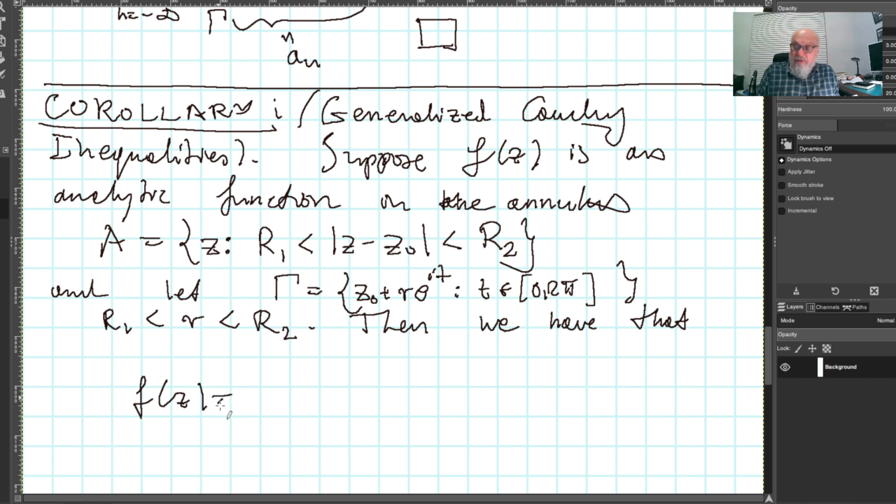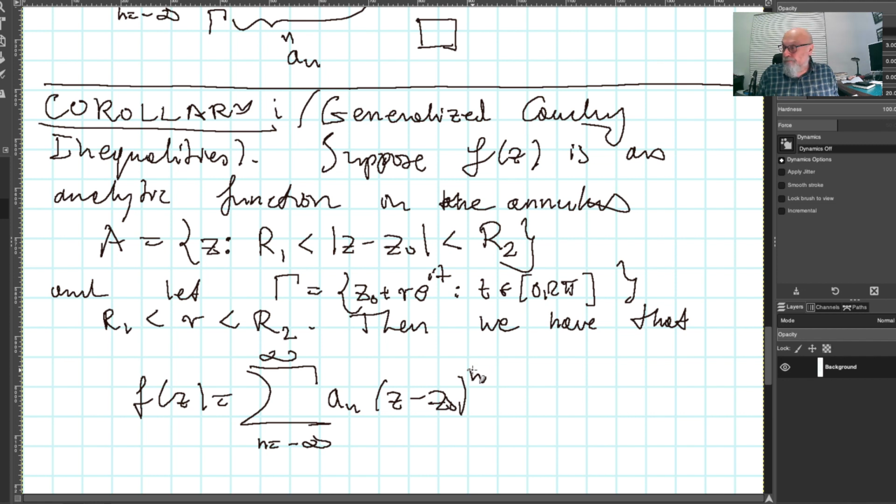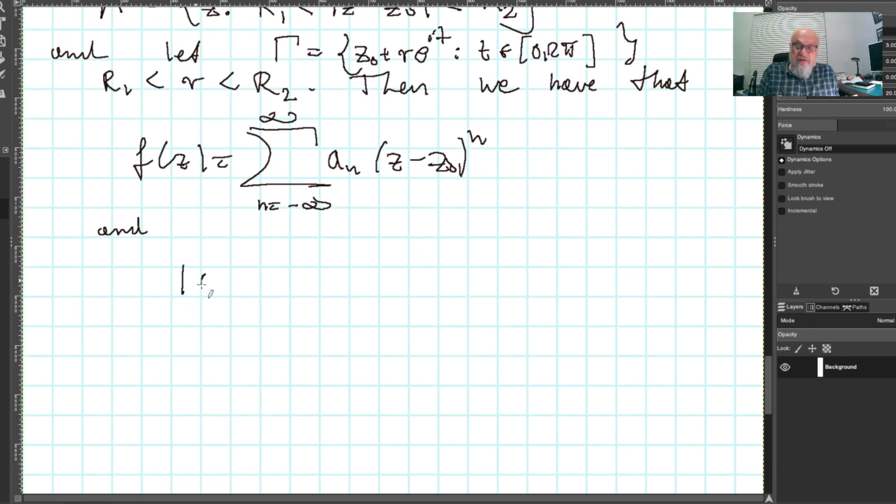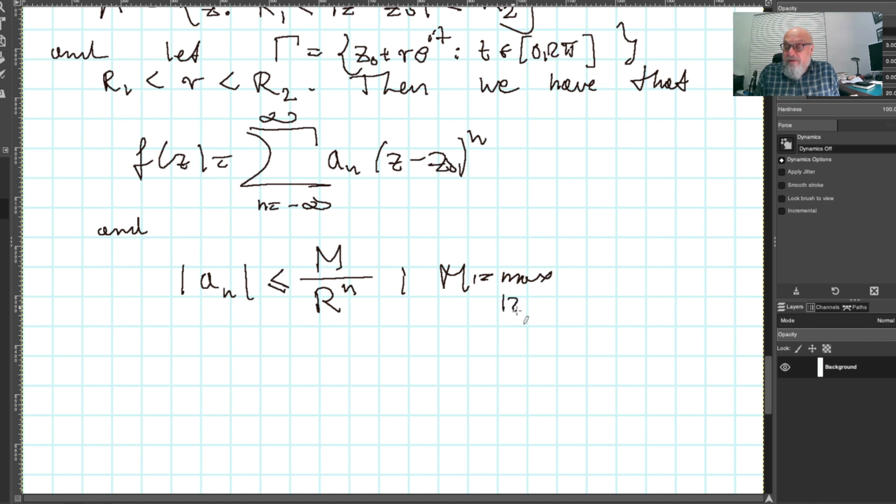f of z can be represented as the Laurent series, and we also have the estimate on the coefficients, namely that the absolute value of a_n is smaller or equal than M over r to the n, where M is the maximum of the absolute value of f of z for z minus z0 equal to r. That's the same thing as we've seen in the case of the power series, but now it is applied to the Laurent series, and it is still true.